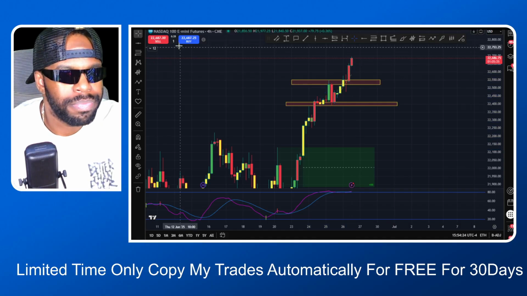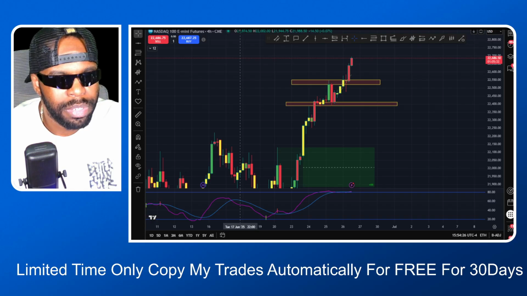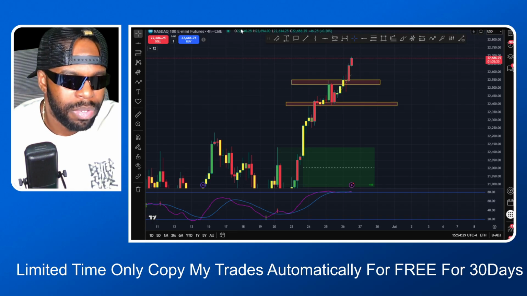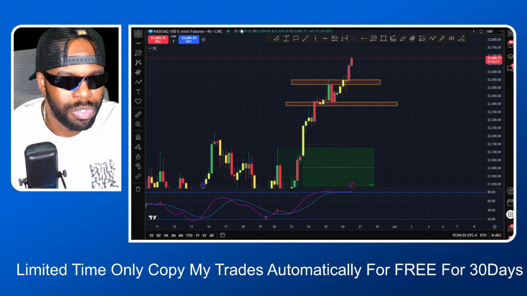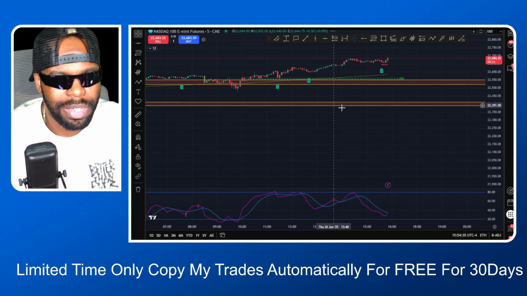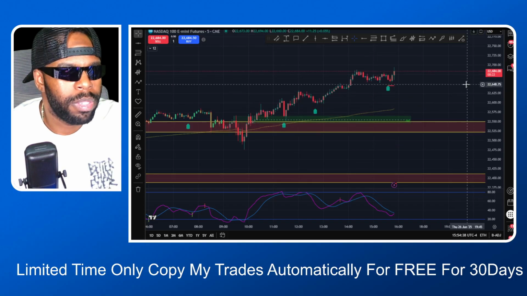That's why I like to look at the higher time frame, because when we break it down to the 5 minute, we can take the trade with the higher time frame trend. Again, I like to take trades on the 5 minute and the 1 minute chart.